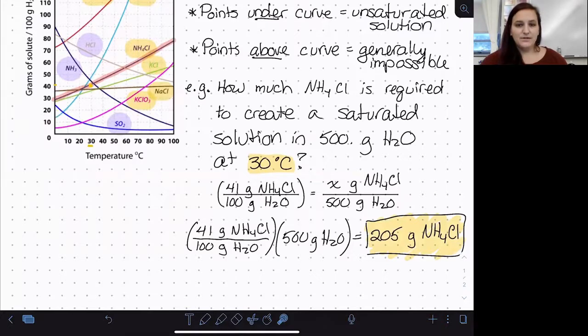So we can always use this to figure out how much can go into a saturated solution. Am I able to dissolve as much as I want is another way to look at it, that if I want to dissolve 300 grams into this solution, that's not going to be possible at 30 degrees Celsius, maybe at a higher temperature, but not under these conditions.